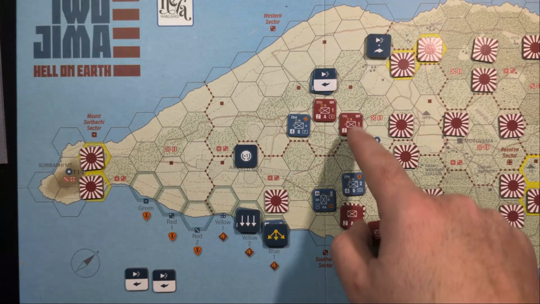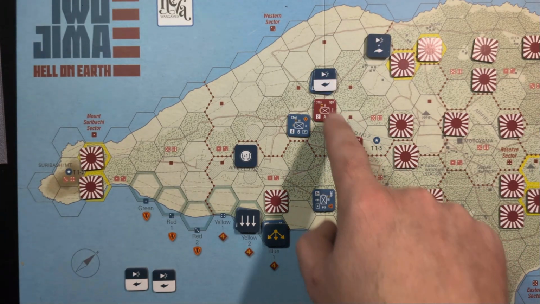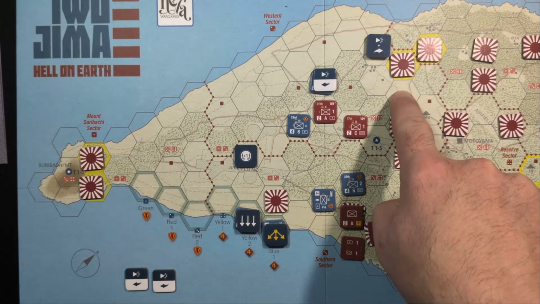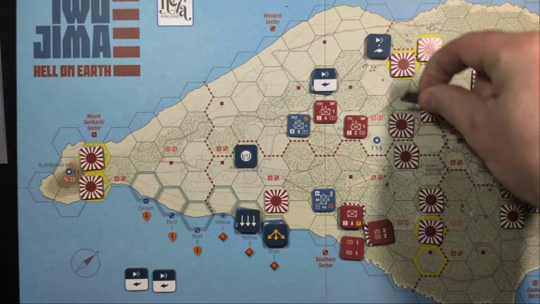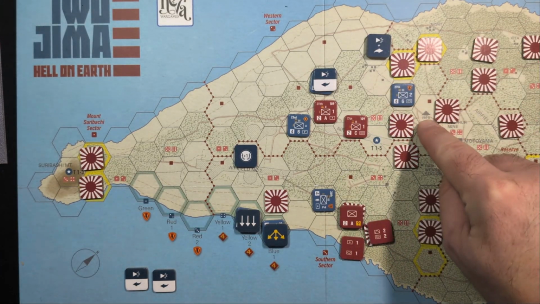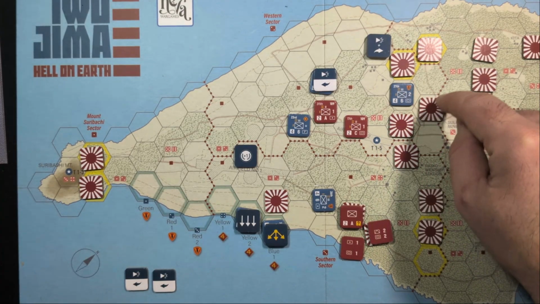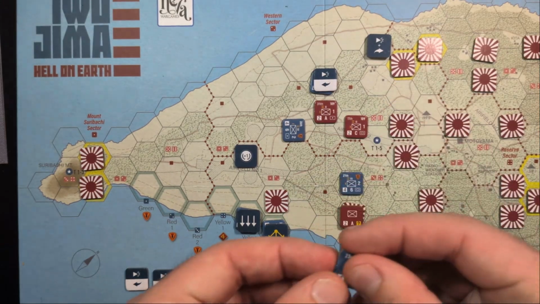In case of the same type of hex, the higher one is the one that has a hill. So for example, this one has a hill and this one does not. If the enemy is here and you are trying to provide support from here, since this has a hill, you will have a -1 even if you are adjacent, because you are considered to be on lower terrain, in a lower position.